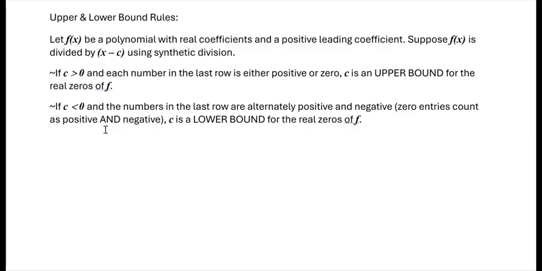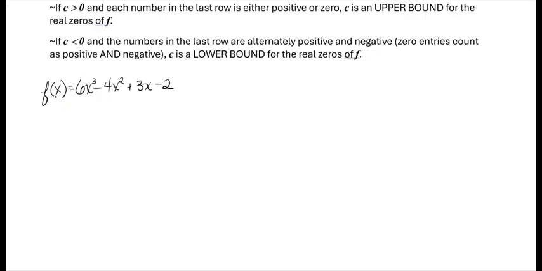So let's go ahead and do one more problem that illustrates all three of these: the rational zero test, the Descartes rule of signs, and the upper and lower bound rules, just so you can see how it all works together to make your job simpler to find the zeros of a polynomial. So in example 11, our problem states, find all the real zeros of f of x equals 6x to the third minus 4x squared plus 3x minus 2.